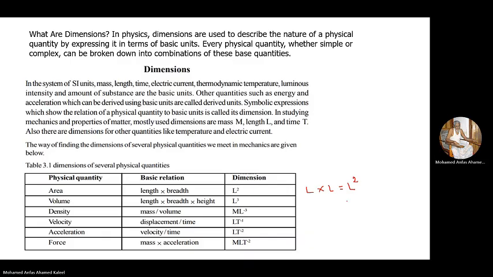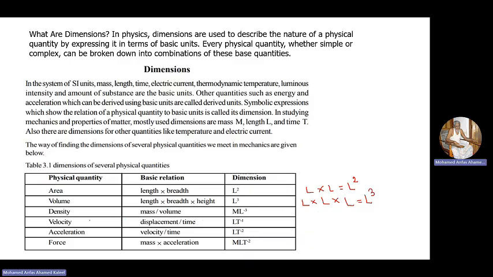Similarly, for volume, the basic relation or definition is length into breadth into height. So the dimension of volume is L into L into L, since length, breadth and height each have dimension L. So the dimension of volume is L cubed, L to the power 3.